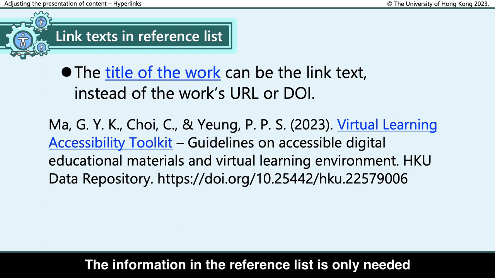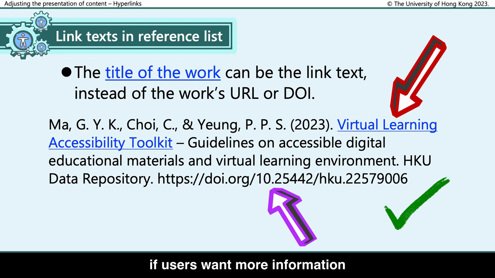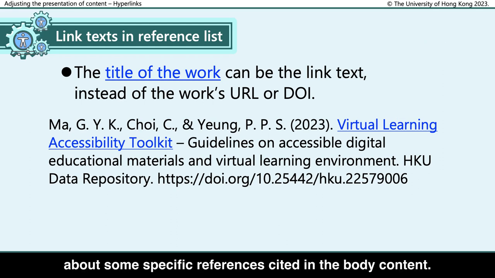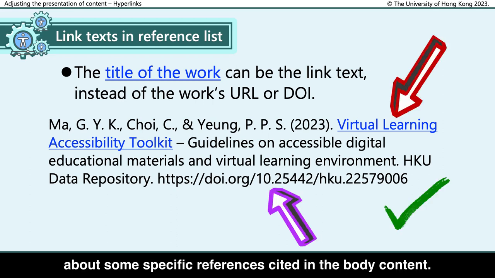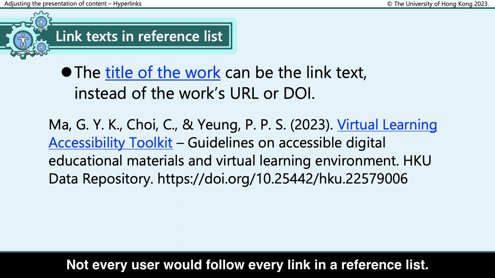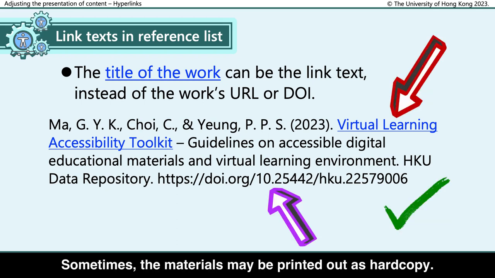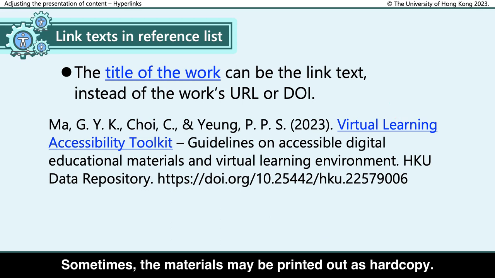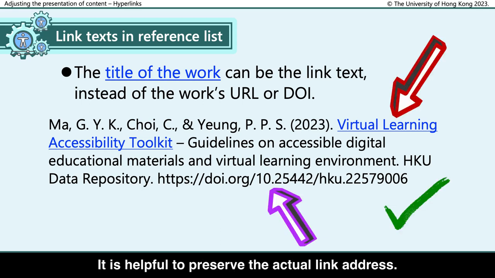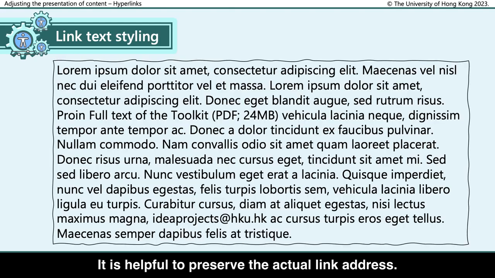The information in the reference list is only needed if users want more information about some specific references cited in the body content. Not every user would follow every link in a reference list. Sometimes, the materials may be printed out as hard copy. It is helpful to preserve the actual link address.